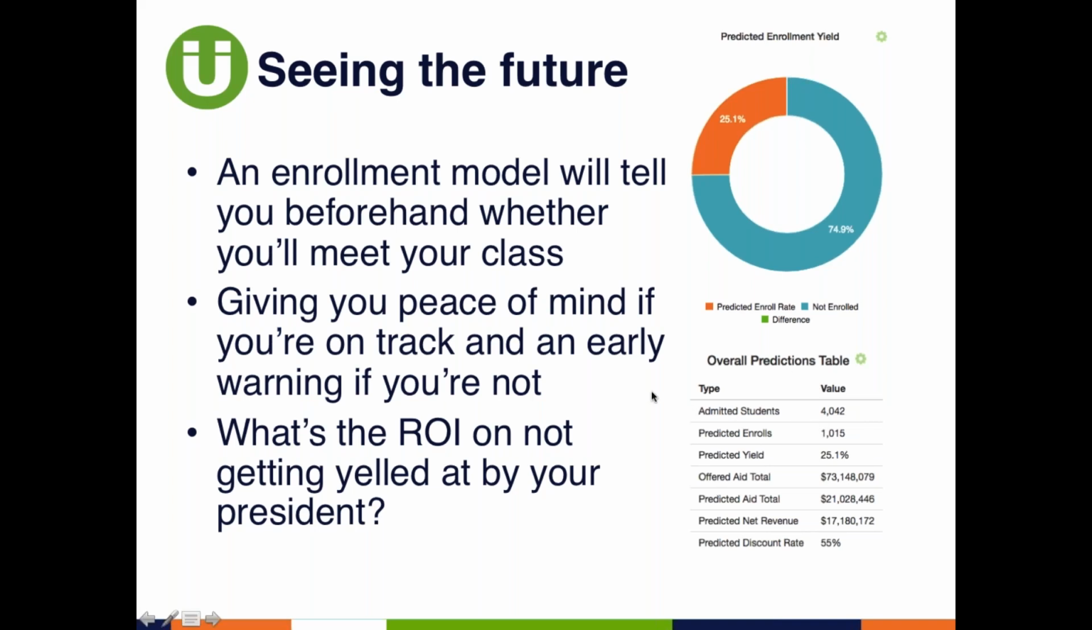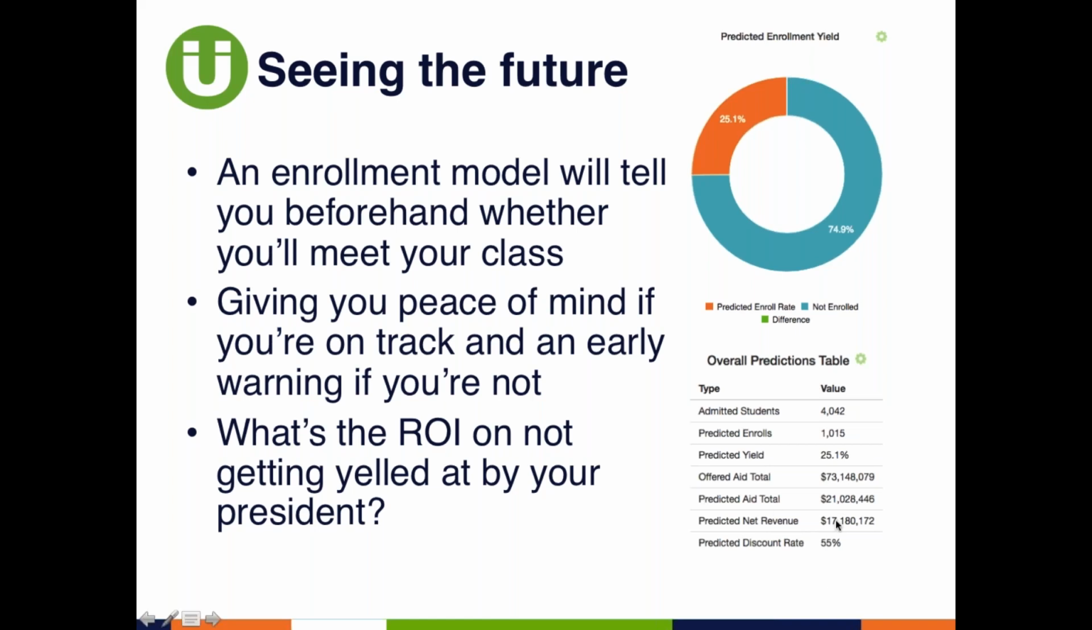Sure. So we make the individual level predictions we've talked about. We also make this group level prediction. This school is actually our faux state, what we call it, but it has had 4,042 admitted students. We're predicting that 1,015 of them are going to enroll for a predicted yield of 25%. And for those students, they're looking to offer about 73 million in aid, and we're predicting that they're going to actually spend about 21 million in aid.